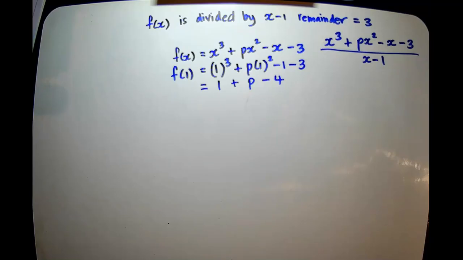Leaving the p on the right hand side and taking the numbers over to the left hand side, 1 minus 4 is minus 3. So on the right hand side, we have p minus 3. But do note that the remainder given was 3. So we will have to write 3 on the left hand side in order for us to solve for p. Take minus 3 over to the other side, to the left hand side, we'll get 6. So therefore p is equal to 6.